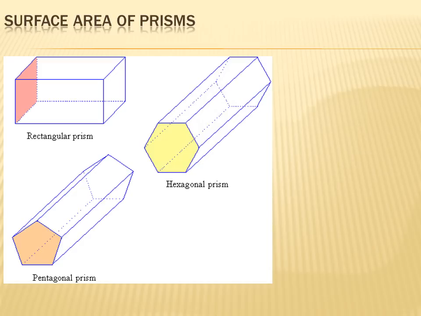Now, before we get into how we do that, there's a couple of things we need to remember, some terminology that you need to know. First of all, when we look at a prism, we're going to discover that there are bases to that prism, and there's going to be two bases to any prism. And those bases are the ends of the shape.